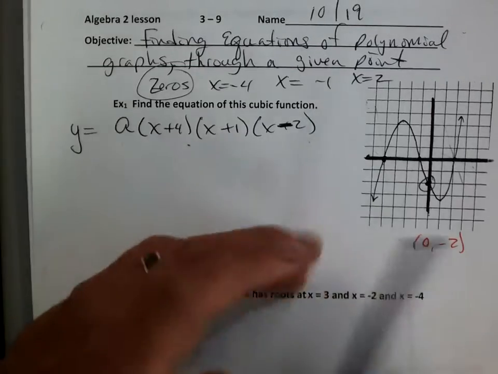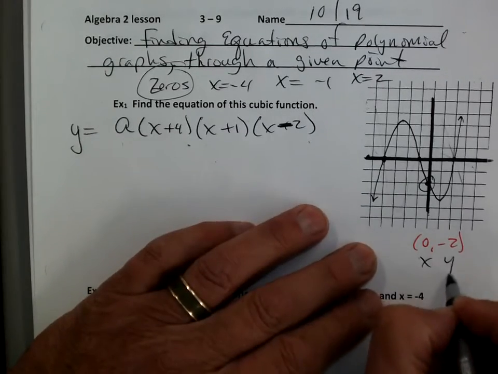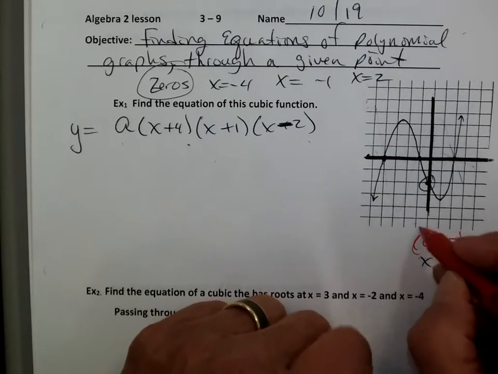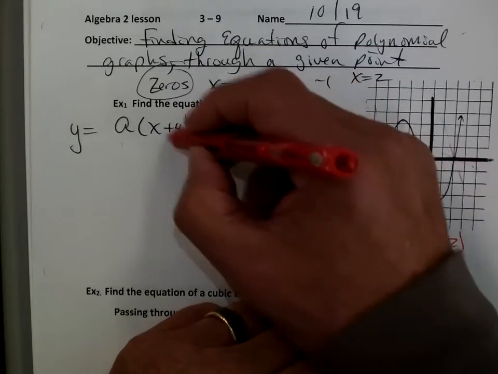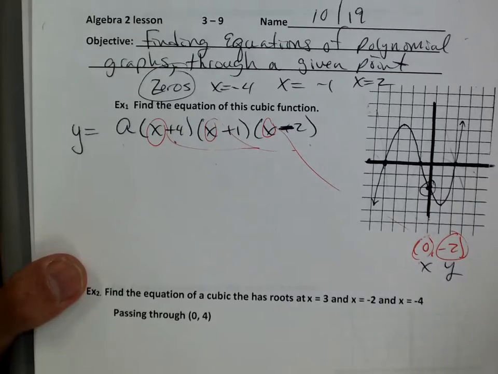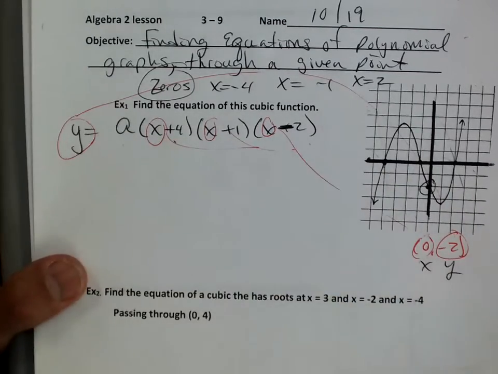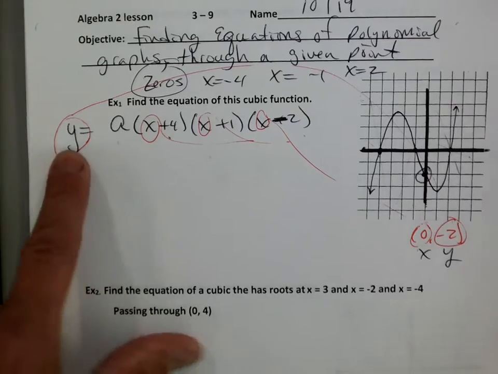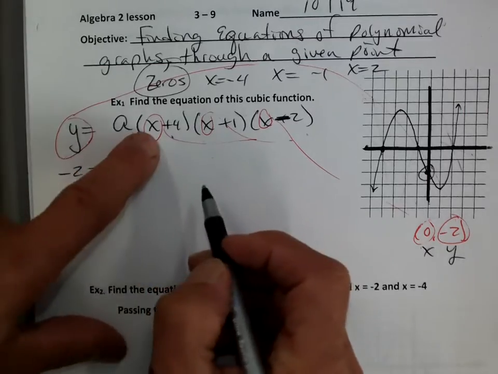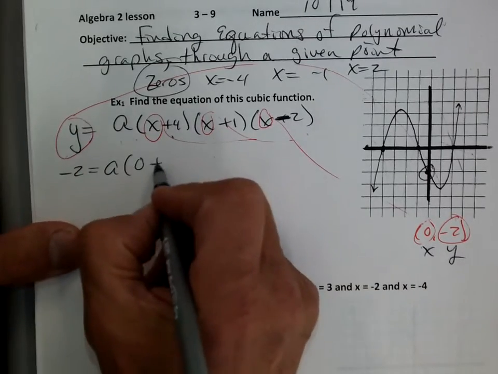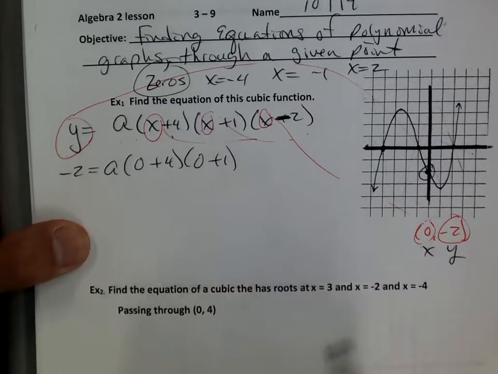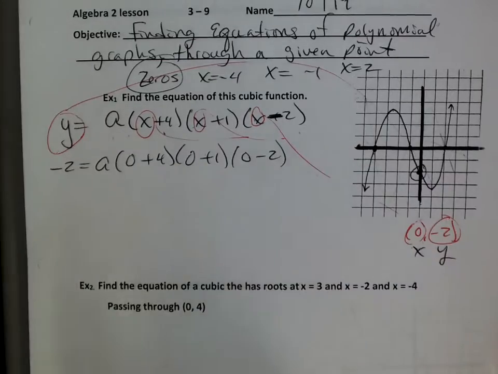I know every point has an x and a y value, okay? I'm going to take my 0 for x and plug it into all of my x's. I'm going to take my negative 2, which is my y value, and plug that into my y. So let's rewrite this. Instead of y, let's write the y value, which is negative 2. Instead of writing x, let's write the x value, which is 0. And let's simplify it. Let's find the value of a.